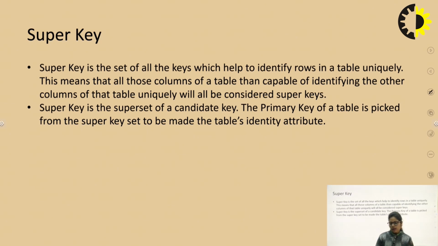Now basically we have a candidate key, and we add some modifications. Suppose our candidate key is AB and the set of attributes we have is A, B, C, D, E. Now, if the candidate key is AB, then the super keys are ABC, ABD, and so on. These are the super keys. In this definition, this is explained: a super key is a set of keys which helps to identify rows in a table uniquely. This means that all the column sets of a table capable of identifying the other columns of the table uniquely will be considered super keys.